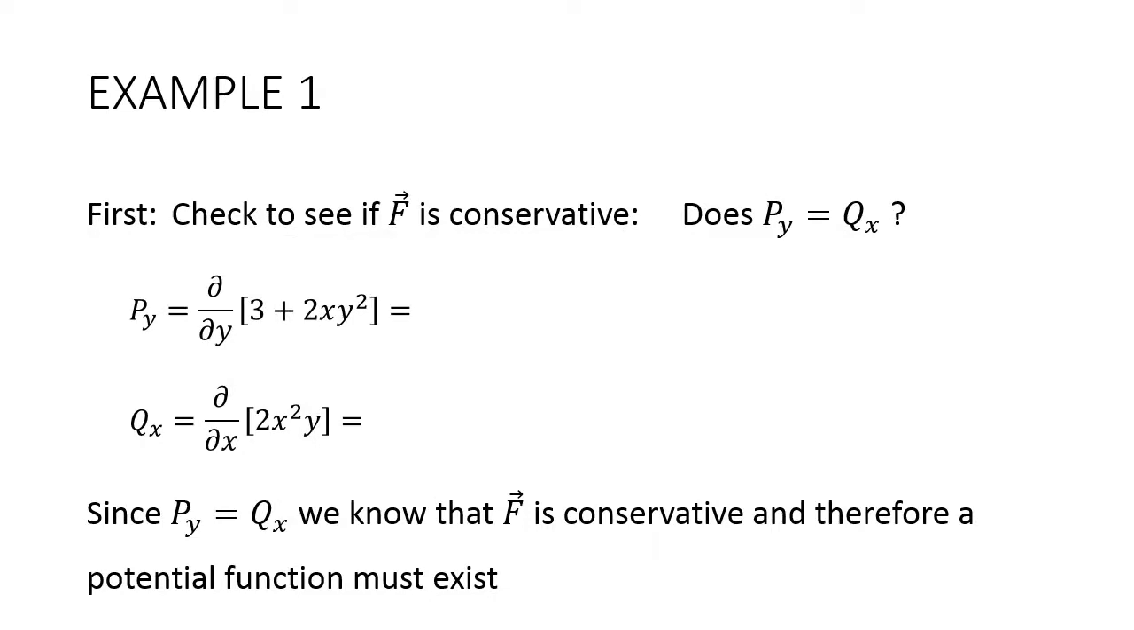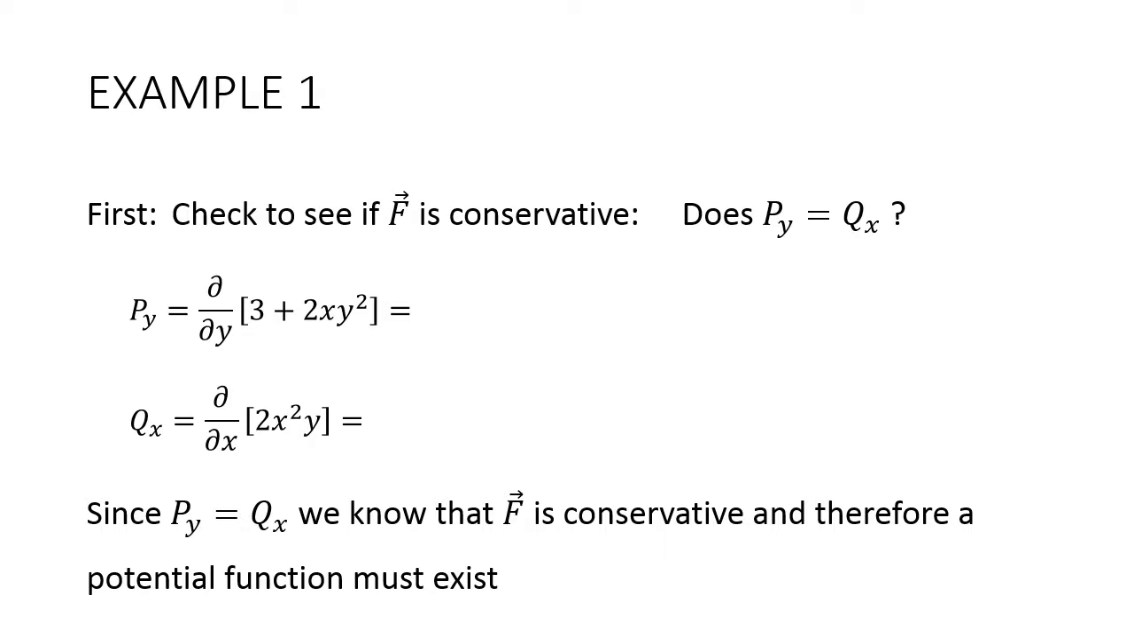So the first thing we're going to want to do in all these problems is just check to see if my vector field is conservative. The way we check if a vector field is conservative is that we take partial derivatives. Remember, we say P and Q are our component functions of that vector field, P being the component of x, Q being the component of y.